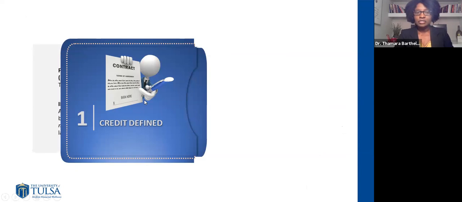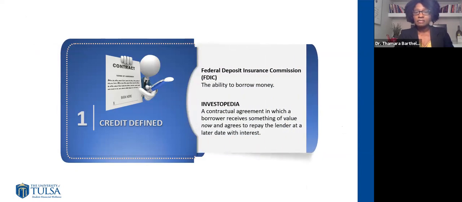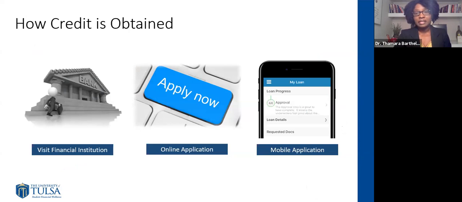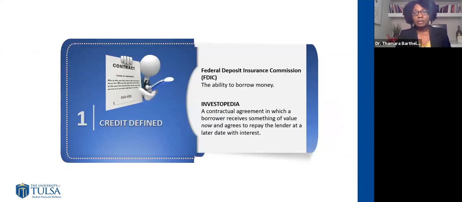The first thing I like to do is define credit. A lot of times when we are discussing different concepts, it's always good to make sure everyone is on the same page. So FDIC defines credit as the ability to borrow money. According to FDIC, which is the Federal Deposit Insurance Corporation, credit is basically borrowing money, the ability to borrow money.